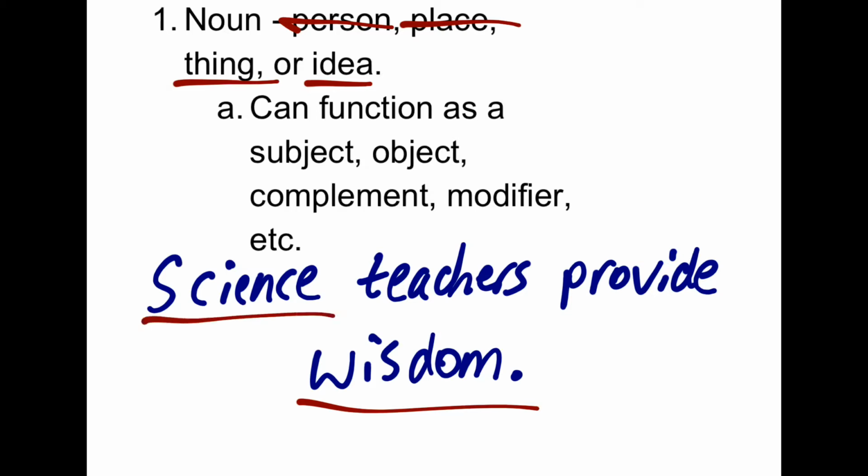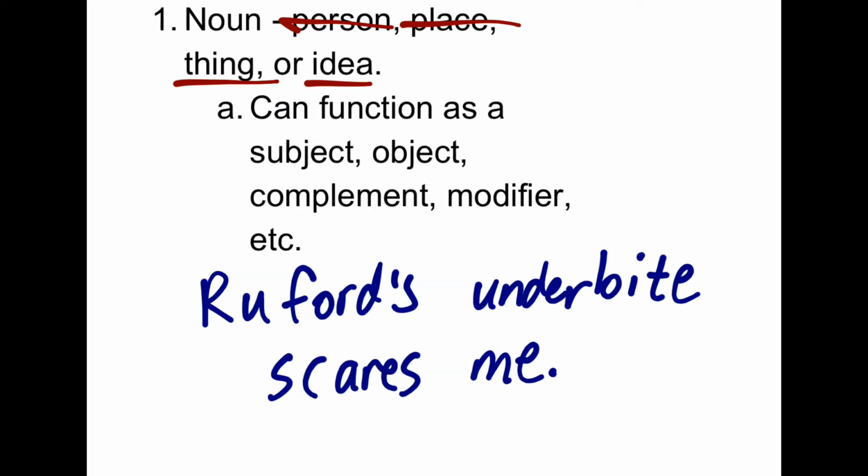And science is a noun that is used as a modifier to describe teachers. Sometimes nouns in front of subjects or other nouns can do that. Another example of a noun as a modifier is a possessive noun, such as Rupert's, the underbite that belongs to him. But I would say people that miscategorize nouns are scarier.